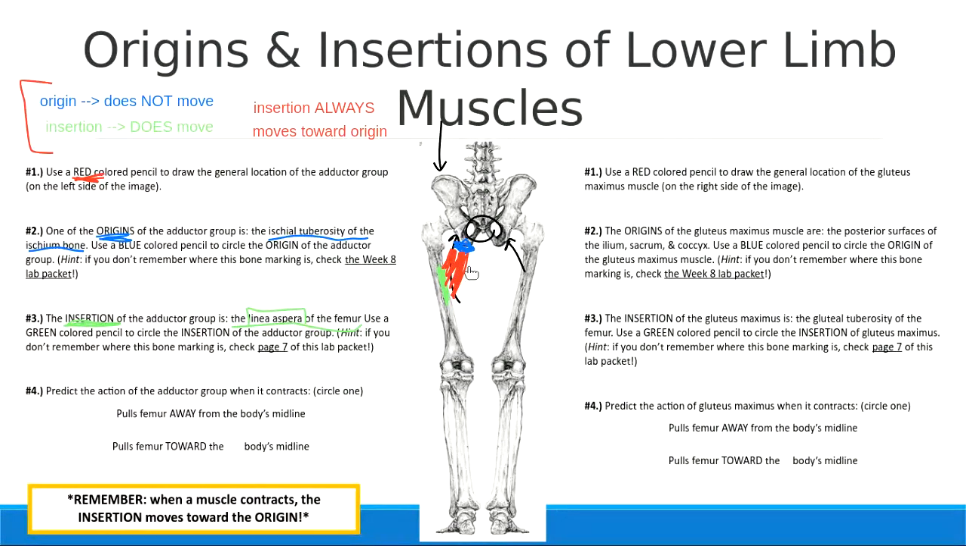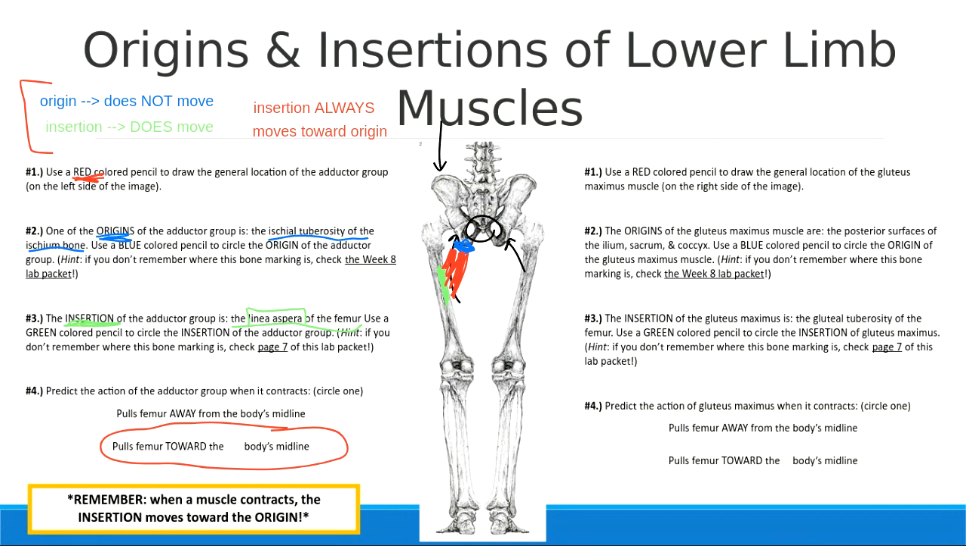So when I'm looking at my 2 options here for which kind of action this muscle might do, help me out. Based on its origin and its insertion, are we going away from or toward the middle of the body? Based on that insertion moving toward the origin. Yeah, we're going toward the midline of the body. Absolutely. So for the adductor group muscle, my action is going to be that this is going to pull the femur toward the middle of the body. It pulls the femur toward the middle.